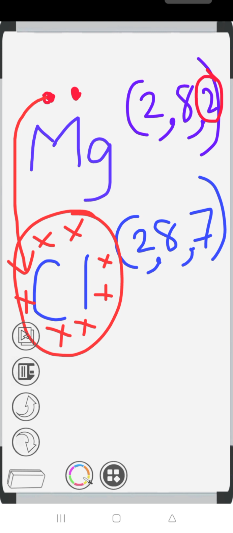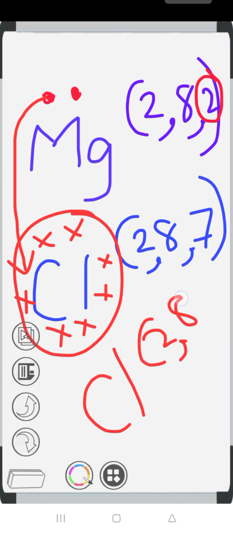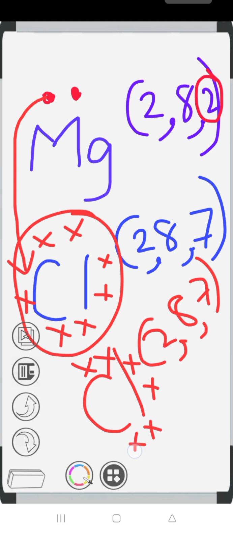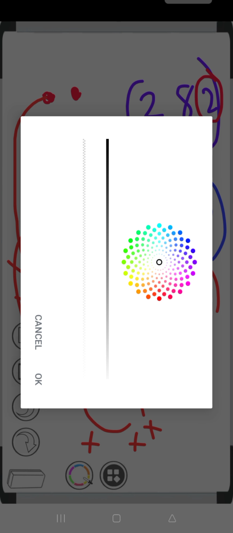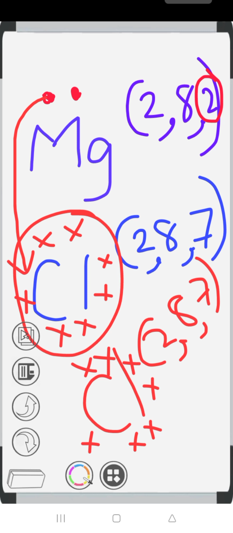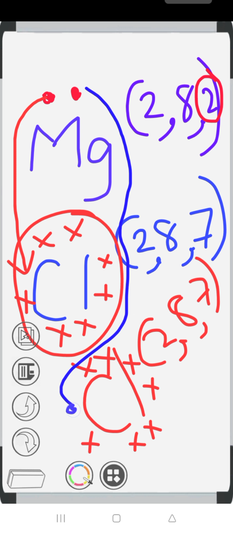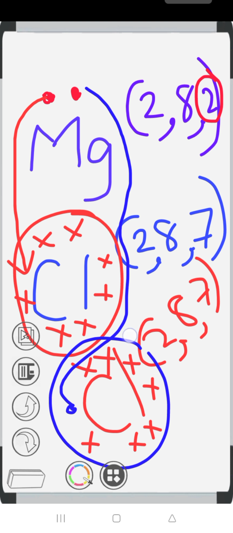What can magnesium do? So for that purpose magnesium will combine with another chlorine atom. For this it has to, because one more electron it has. So this is the other chlorine atom, 1, 2, 3, 4, 5, 6, 7. So what is magnesium going to do? Magnesium will combine with this another chlorine atom, and the electron will be shared with the other chlorine atom.